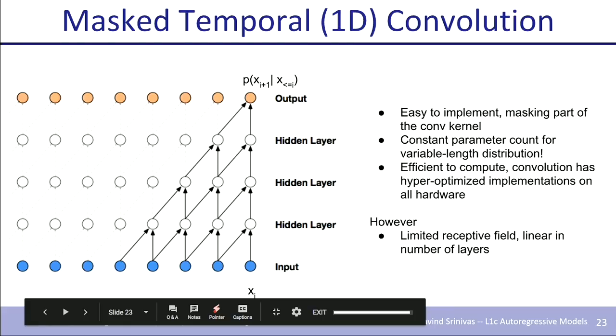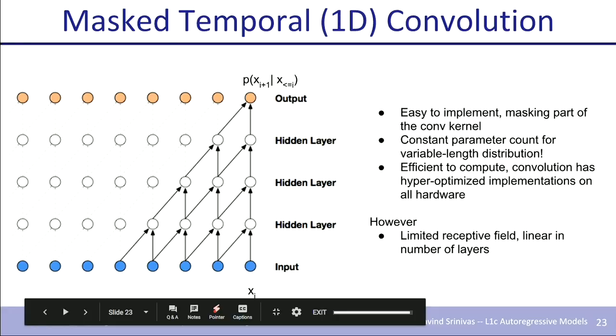Questions so far? So what's nice about this is that this is very easy to implement, just like how you saw in the MADE example. You just take your normal temporal convolution layer, mask out a couple entries. Now you're good to go.